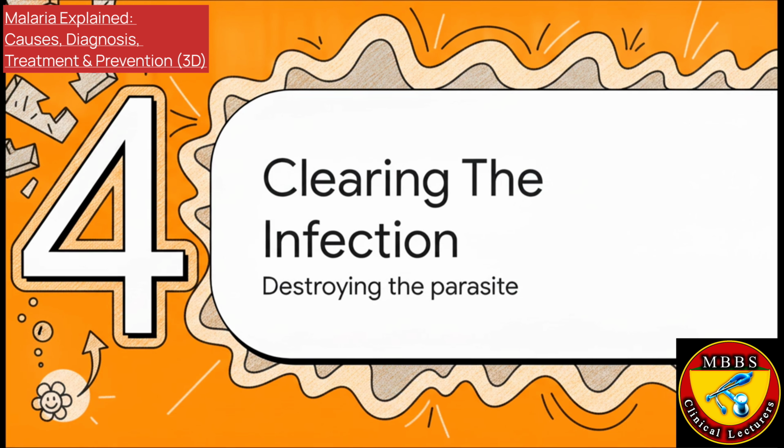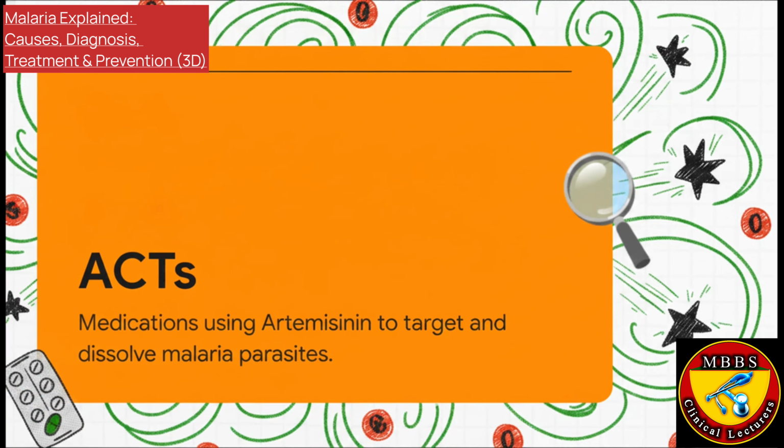Okay, Section 4, clearing the infection, the destruction of the parasites. This is where the story gets super hopeful, because malaria is highly treatable if we catch it. The answer? ACTs, or artemisinin-based combination therapies. These are incredibly powerful medications that use a specific molecule called artemisinin. It acts like a targeted medicinal strike. It actively seeks out those infectious malaria parasites inside the red blood cells and literally dissolves them at their most vulnerable stages. You take a pill from a blister pack, and you're essentially sending in a specialized molecular strike force to wipe out the invaders.